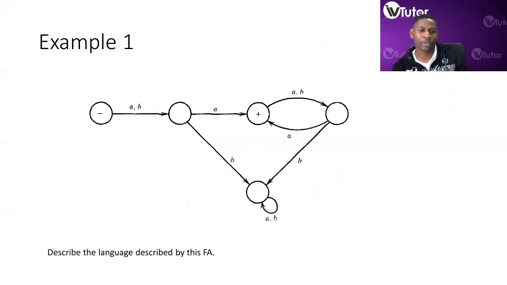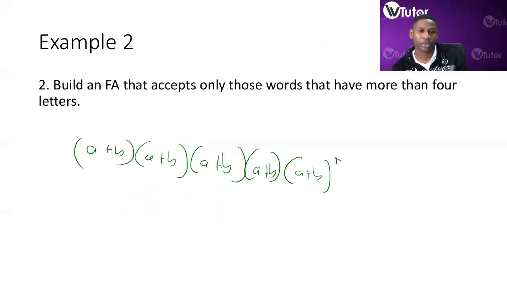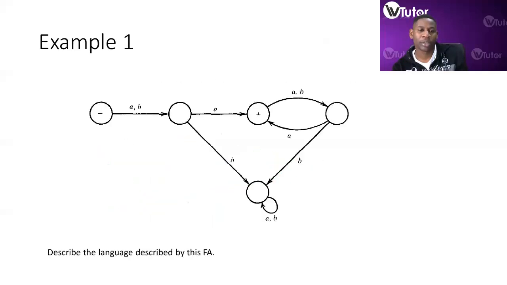Let's just look at the next one. So you might have a jumbled one. We can be asked to describe the language described by this finite automata. So the language is as follows. Let's look for looping states. Do we have any looping states close by?